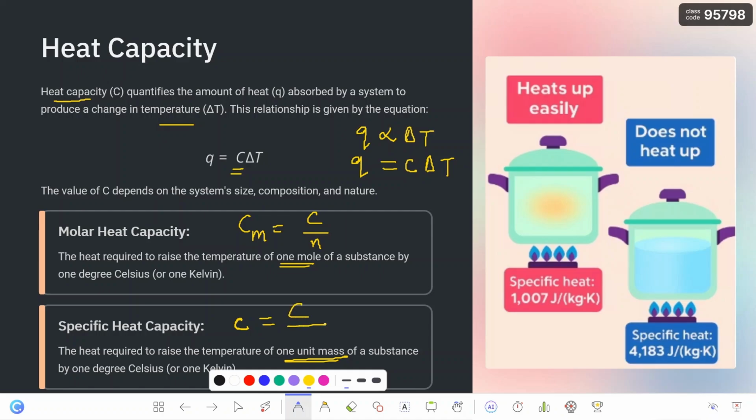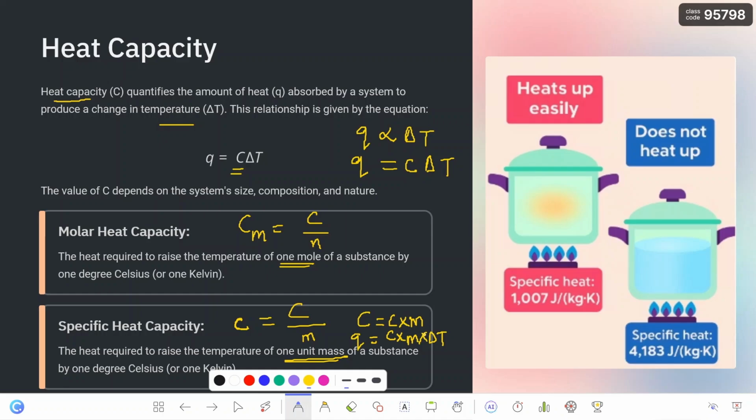So, we can write it like C by heat capacity by mass. This is a unit mass. Okay. So, we can again write it like specific heat capacity is equal to heat capacity into mass. Okay. So, Q, as I already told, it is equal to C delta T. So, we can write it like Q is equal to C into M into delta T. We can write it in any form.